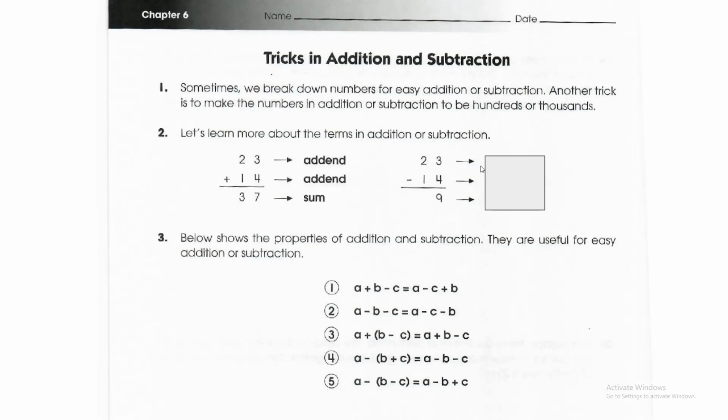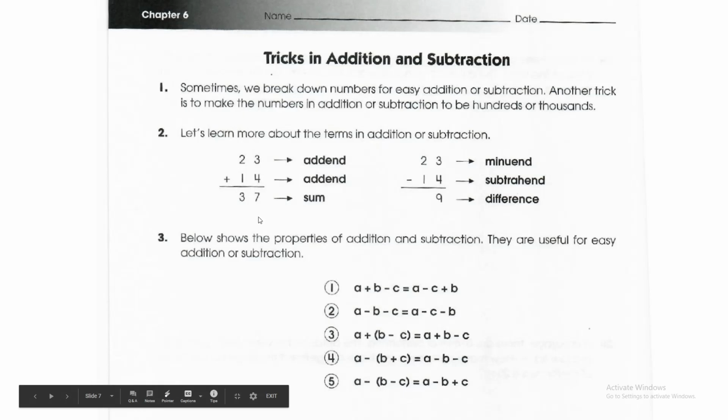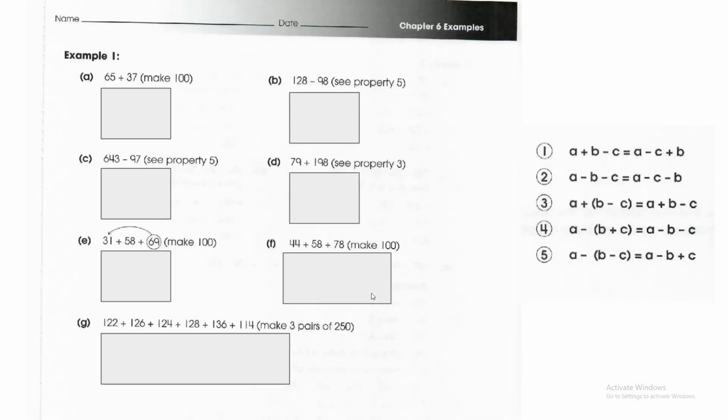In subtraction, the number you start with is called your minuend, and the number you subtract from that is called the subtrahend. Your resulting number is called the difference. These are rules we're going to use in the examples in order to make the problems easier.